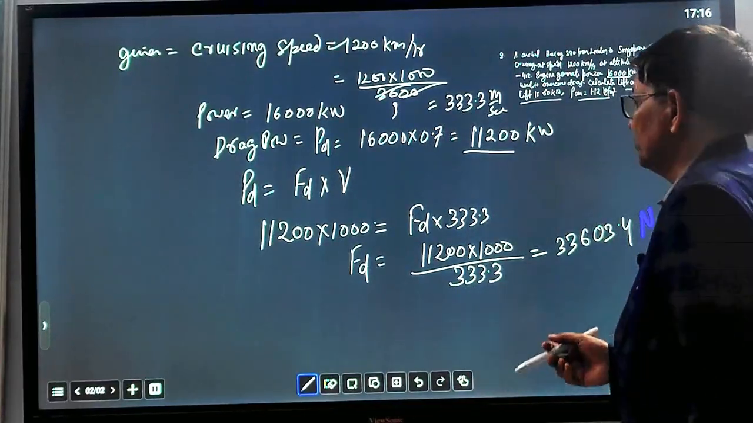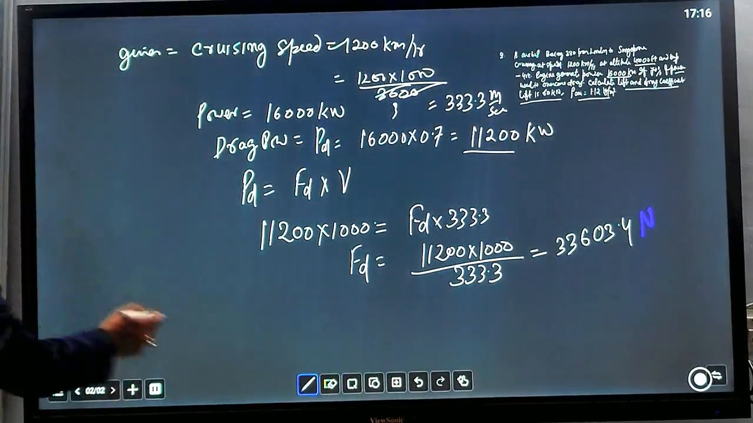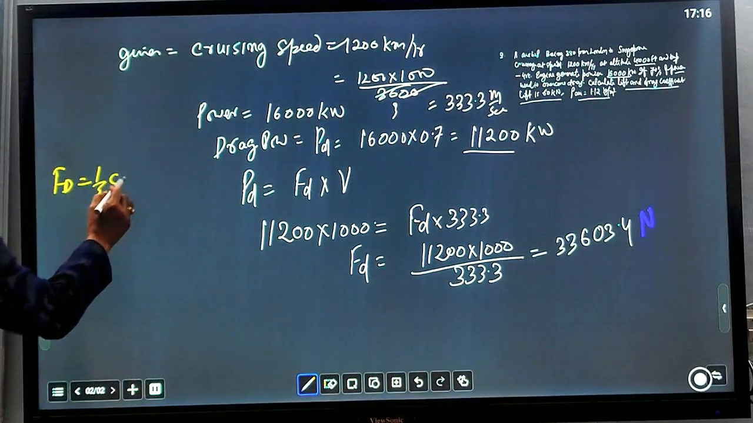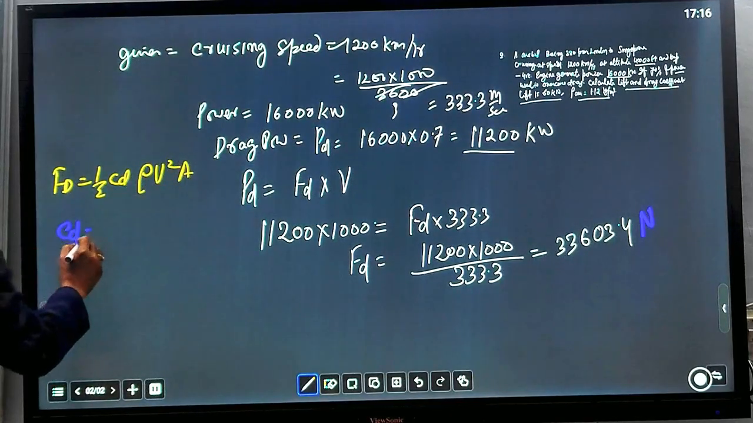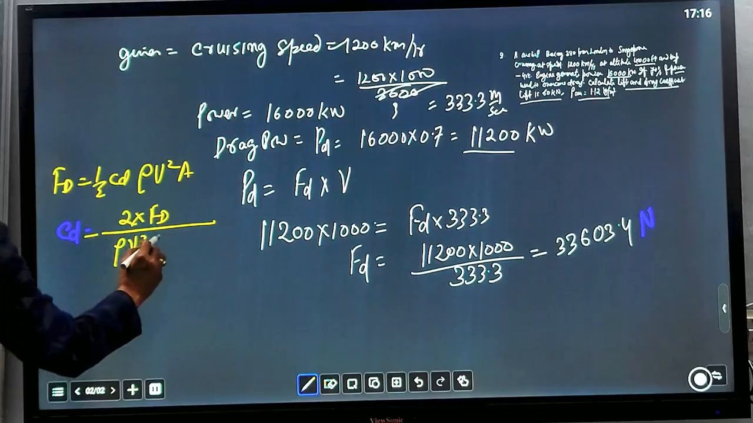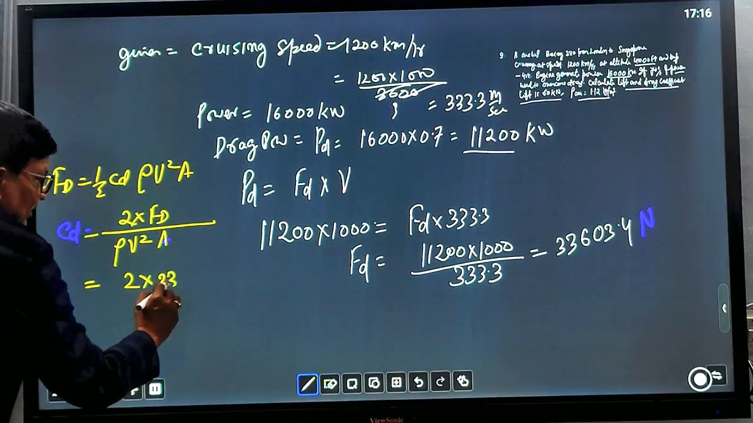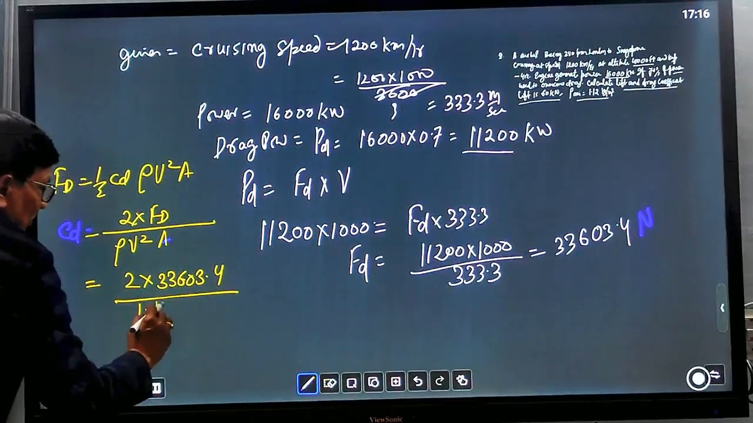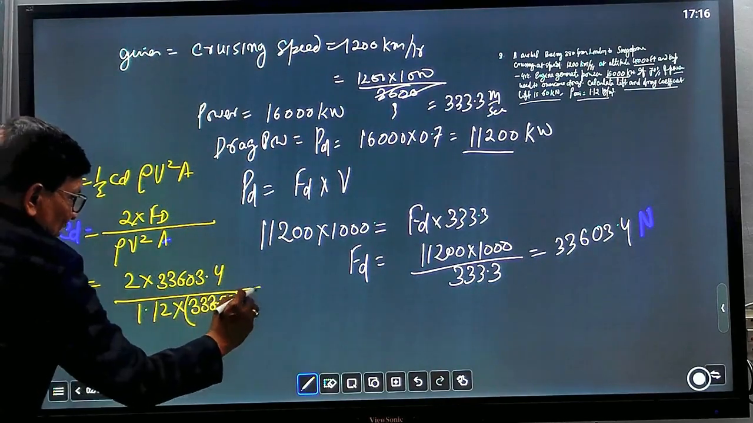Now the question becomes very simple for finding out the drag coefficient. So let us take another equation. So FD equal to 1 by 2 CD rho V square into A. So CD equal to 2 into FD upon rho V square into A. Now putting all values, 2 into 33,603.4 upon 1.12 into 333.3 square into frontal area.